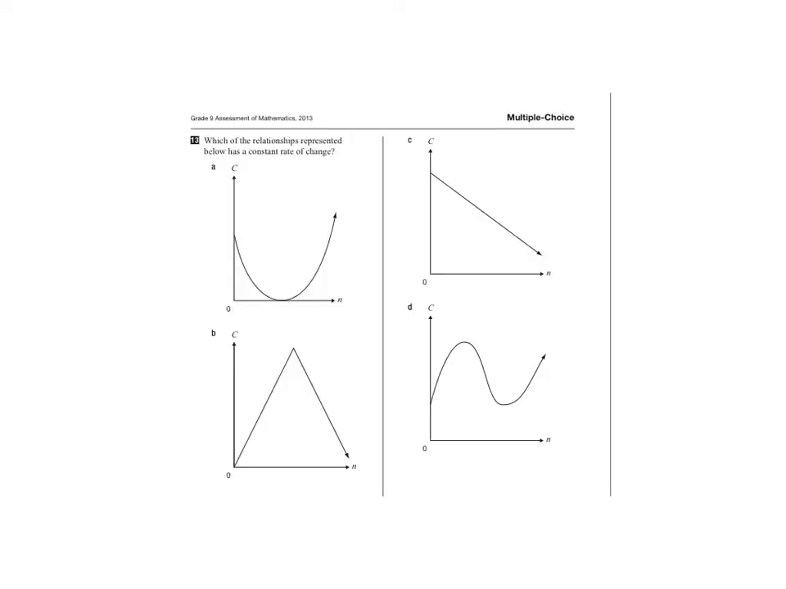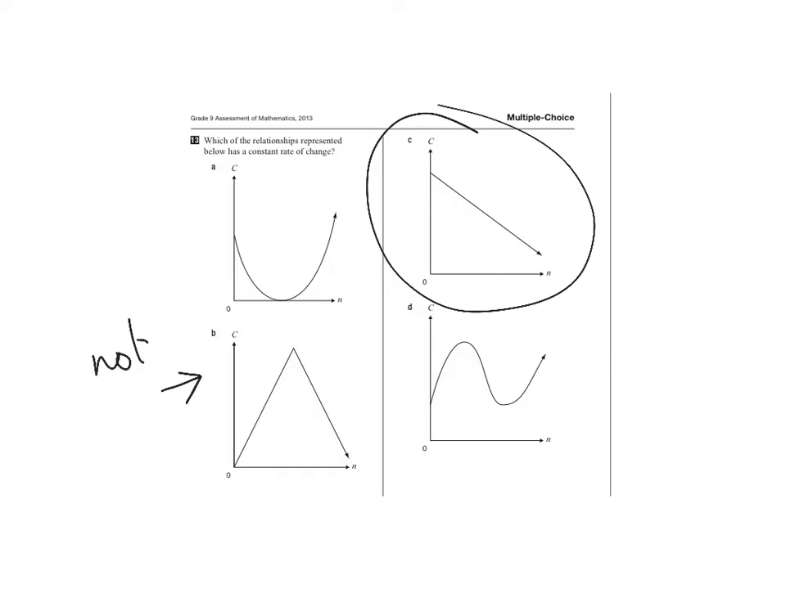So a constant rate of change is the same as saying which one is linear. Again, I'm looking for a straight line, and that would be C. So it's important to know that B is not constant. Even though it is two straight lines, they're going in different directions.